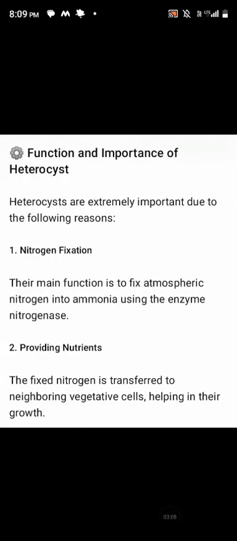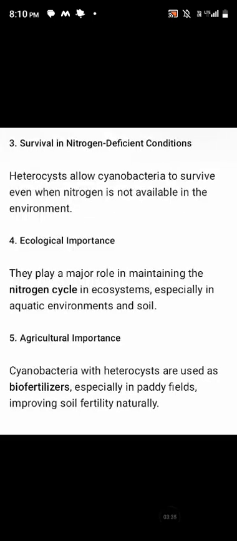Now, we learn the function and importance of heterocyst. Heterocysts are extremely important due to the following reasons. First, nitrogen fixation. Their main function is to fix atmospheric nitrogen into ammonia using the enzyme nitrogenase. Second, providing nutrients. The fixed nitrogen is transferred to neighboring vegetative cells, helping in their growth.